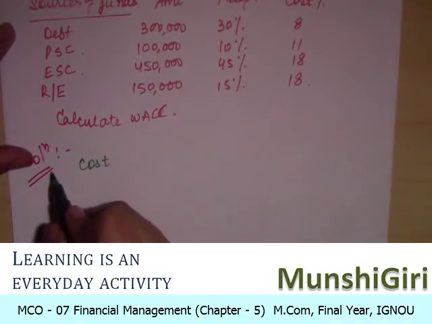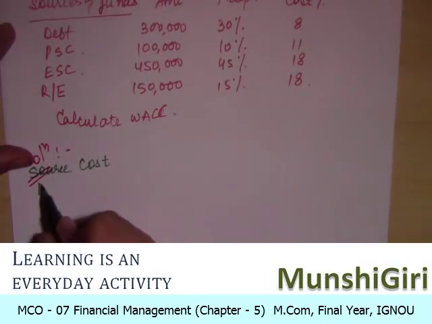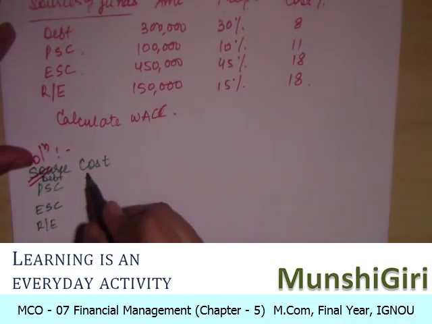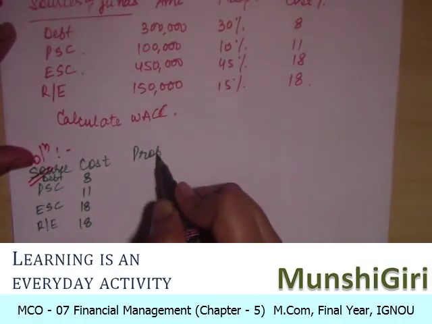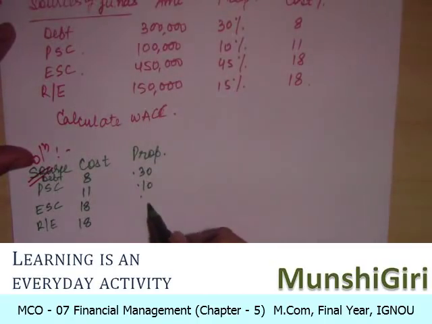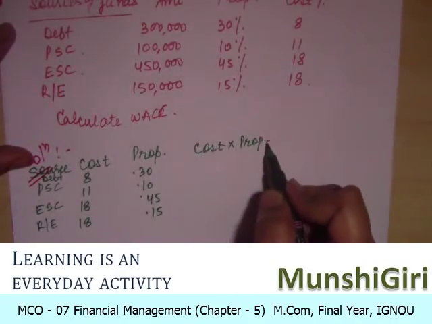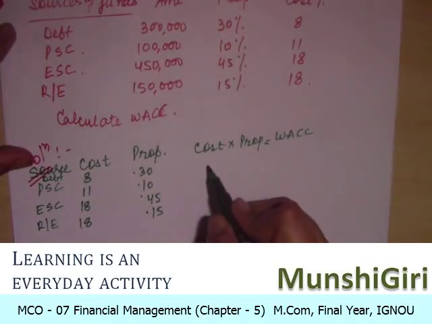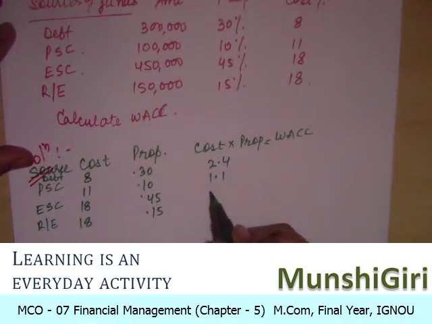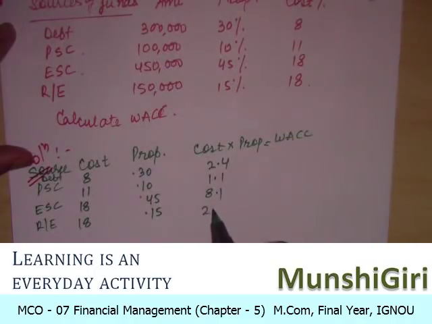The sources are debt, preference share capital, equity share capital and retained earnings. Costs are 8%, 11%, 18% and 18%, and their proportions are 0.30, 0.10, 0.45 and 0.15. So cost into proportion is the weighted average cost of capital. This is 2.4, 1.1, 8.1 and 2.7. So this is 14.3%.